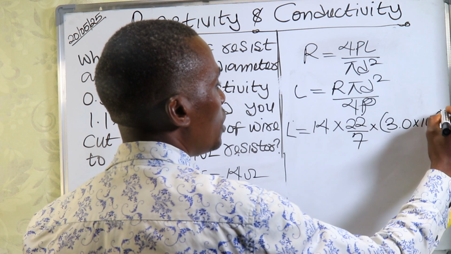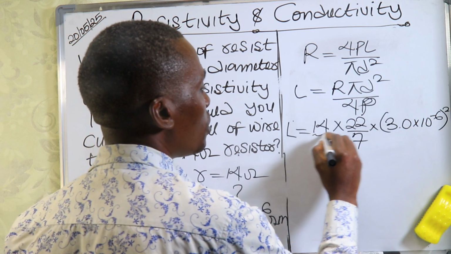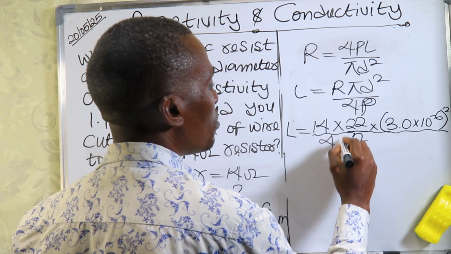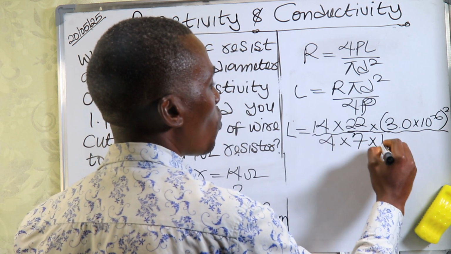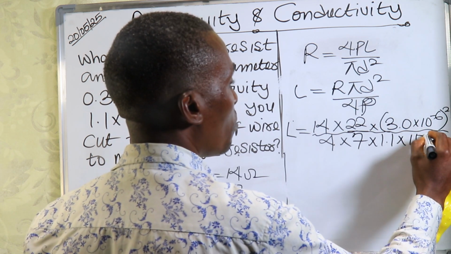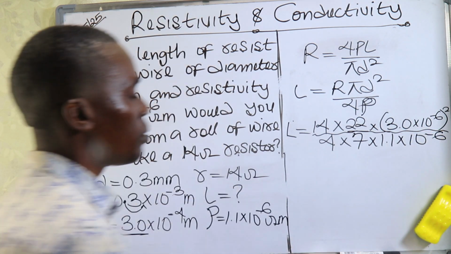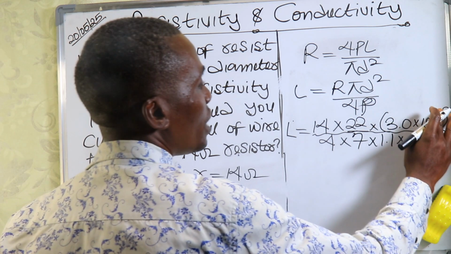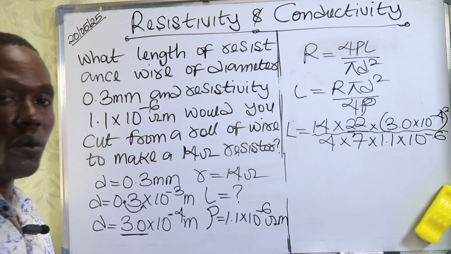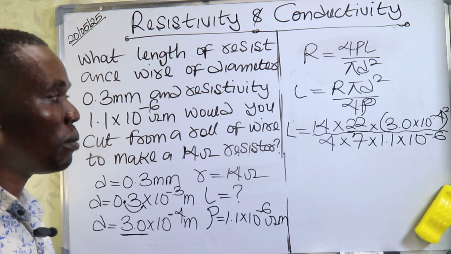All of them will be squared, and all of these will be divided by 4 times 7 times 1.1 times 10 to the power of minus 6. Remember, this one is minus 4. So if we get this one as minus 4, what do we need to do now to simplify?